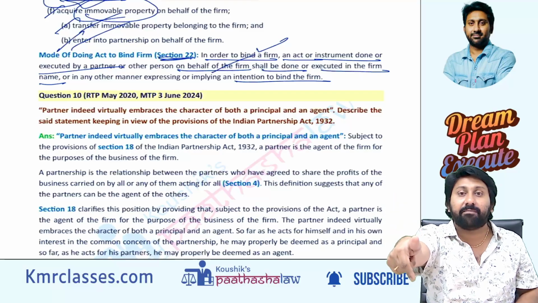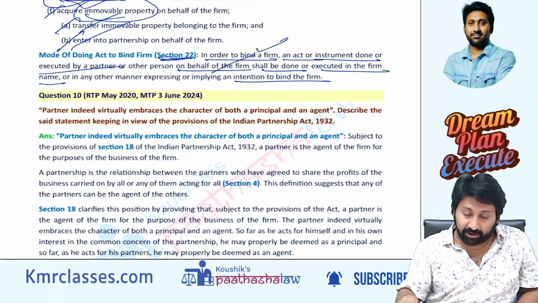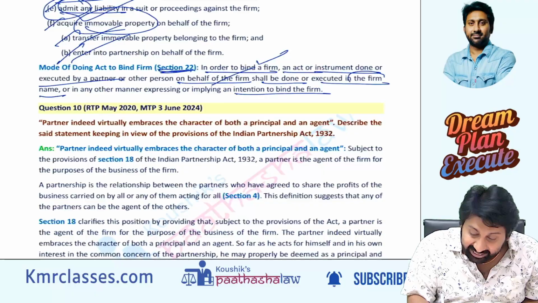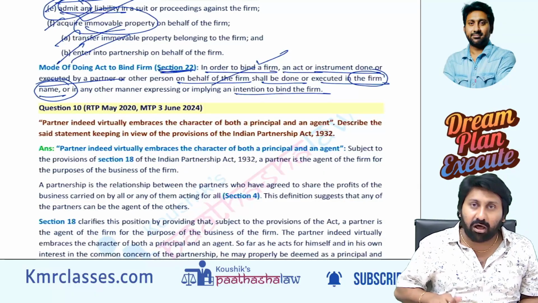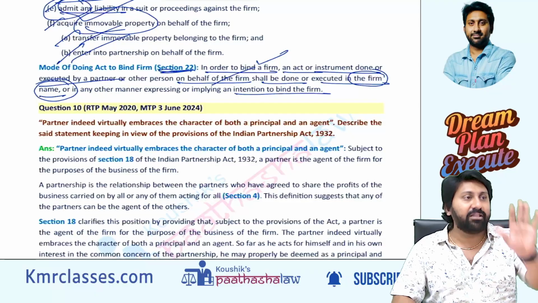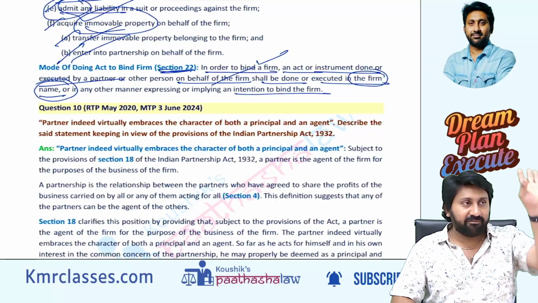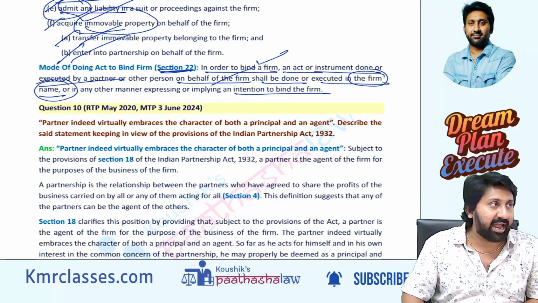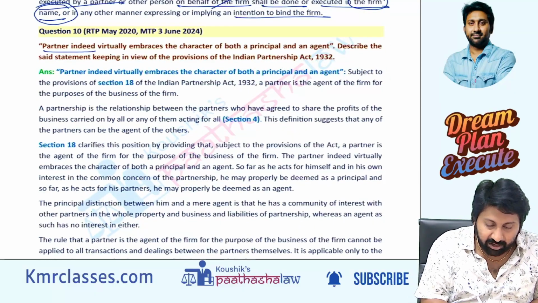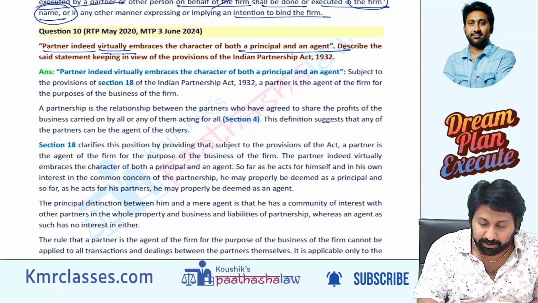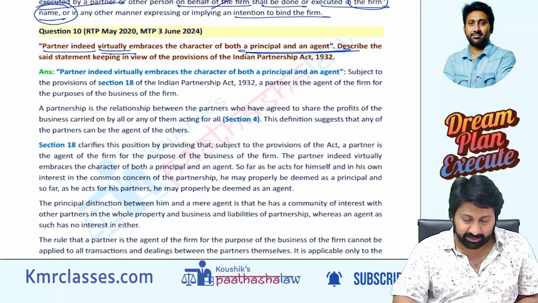Collect the money only from him, because billing is not done in the name of the firm. So that's why it should be executed in the firm name, or you should at least have an intention to bind the firm. If that is not there, the firm will not become liable for the acts of the partner. Next one: a partner indeed virtually embraces the character of both principal as well as agent.